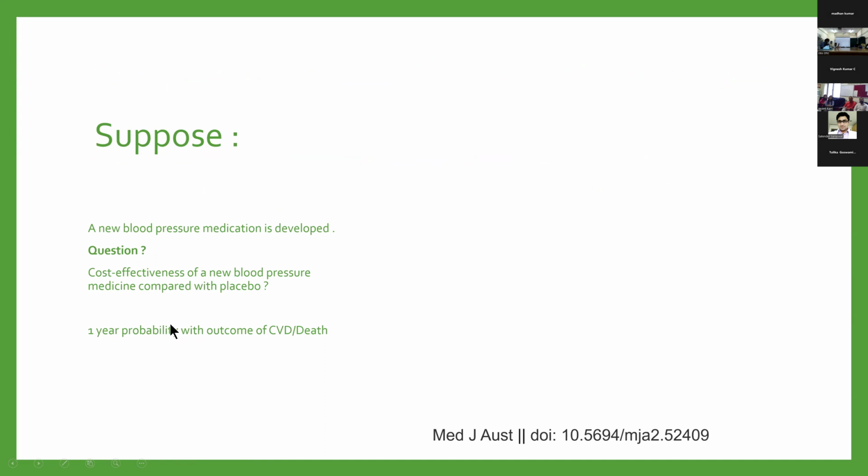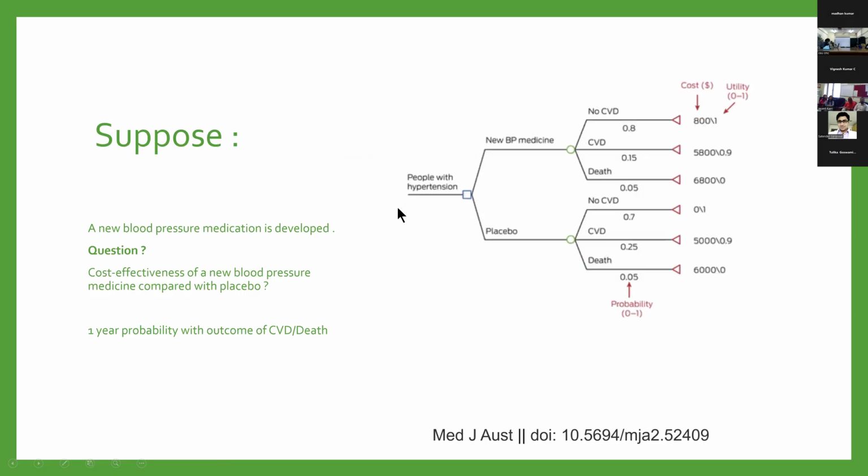And you want to know at the end of 1 year, what is the probability of death or a cardiovascular outcome? What can you do? You can do something like this. You have taken your problem, that is people with hypertension. You can give them the new blood pressure medicine and you can give them a placebo. If you give the new blood pressure medicine, you have possible outcomes. You can have no cardiovascular disease, or a cardiovascular disease, or a death.